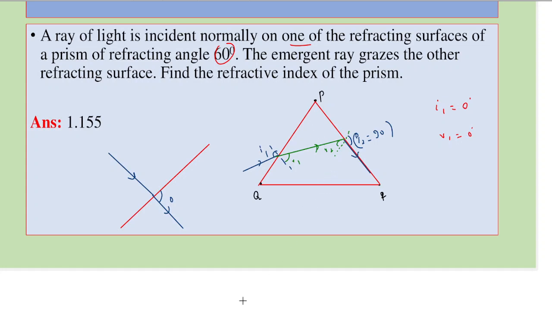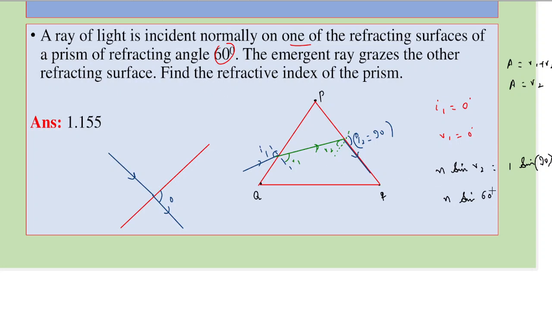So if you use Snell's law at the surface PR, assuming the prism's refractive index to be n, then n into sine R2 is equal to 1 into sine 90, because I2 is 90 and sine 90 is 1. Let's recall that A is equal to R1 plus R2. Now since R1 is 0, A is the same as R2 only. What is given here is that the refracting angle of the prism is 60 degrees, which means R2 is 60.